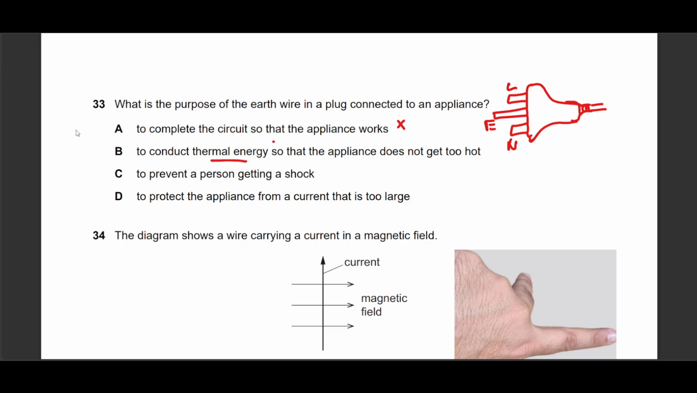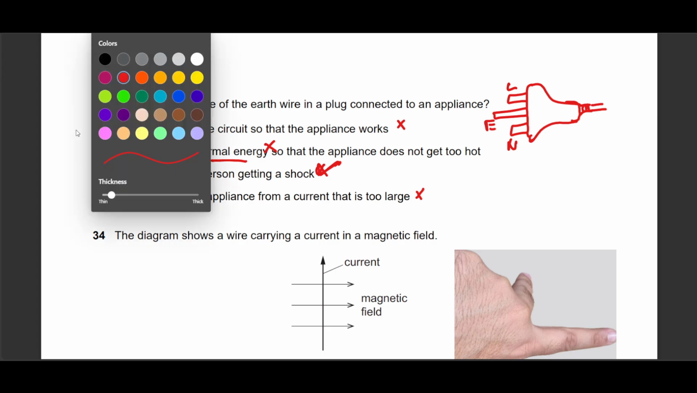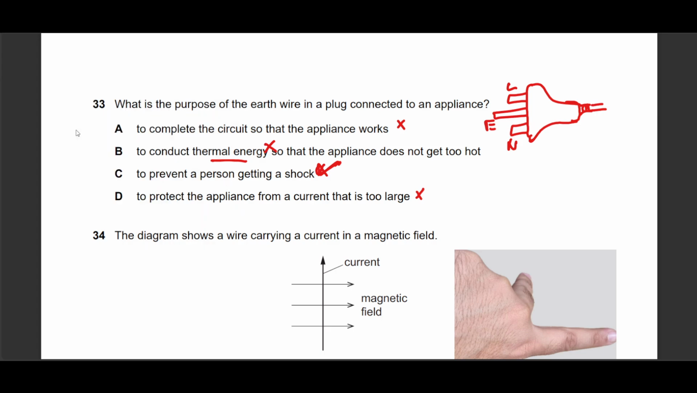To conduct thermal energy? No. It is to carry away the extra current if the live wire generally gets connected to the body. To prevent an electric shock? Yes, this is why it's here. To protect the appliance? No. Protecting the appliance is not the primary purpose. The primary purpose is to save human life. Then, if we are able to design a good protection for human life, of course the second priority would be to save the appliance. So to prevent a person getting an electric shock, yes, 33 will be option C.